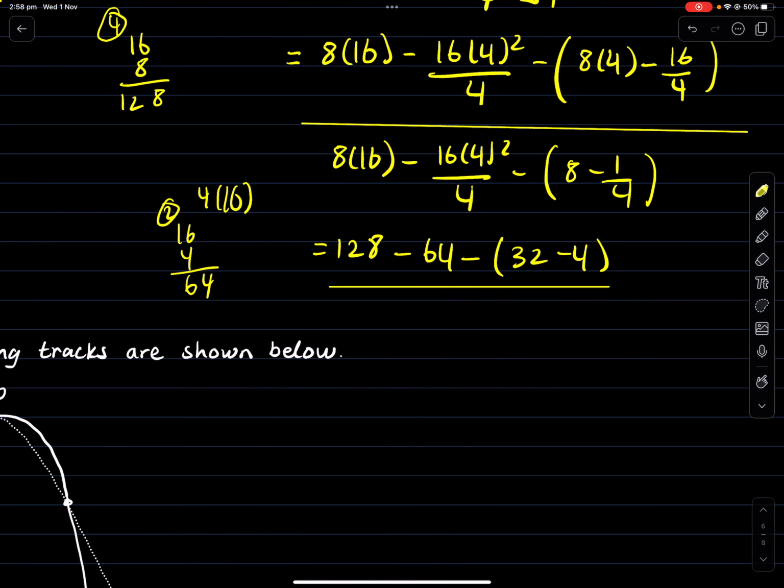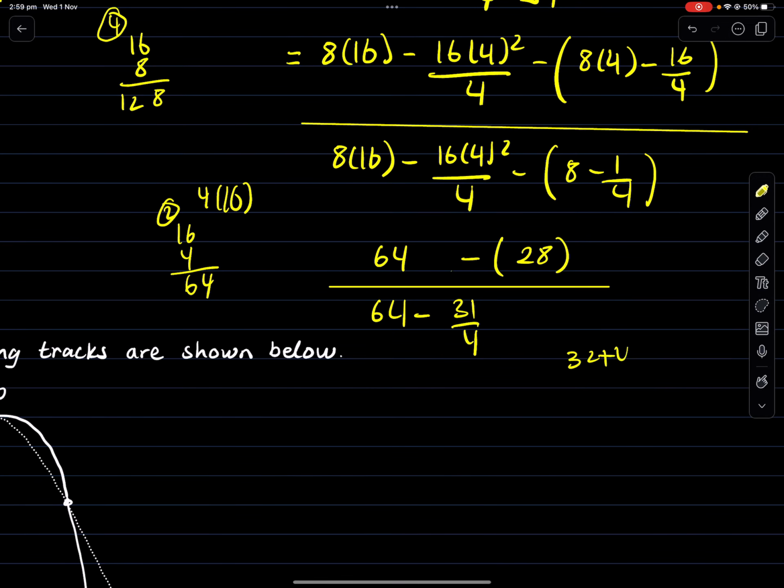So this is just simplified, 64. So this will also be 64 minus 8 times 4, 32, minus 1, so that'll be 31 over 4. So 31 over 4 here, and this will be 28. So what's 64 minus 28? That will be 36. So this will be 36 here.